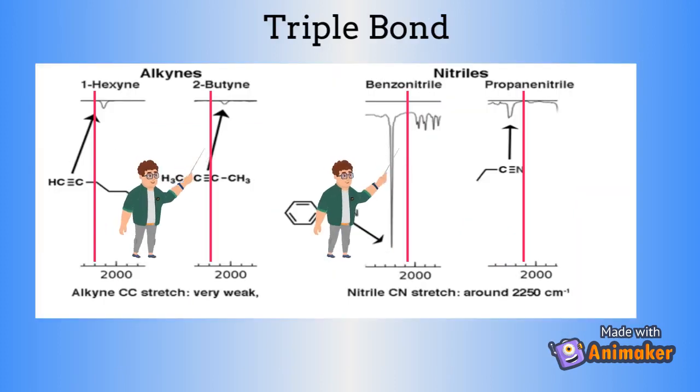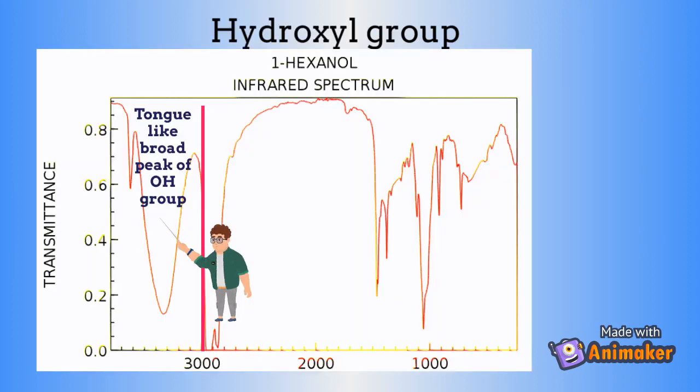Weak absorption near 2200 cm inverse indicates the presence of triple bonds like nitriles and alkynes. A tongue-like broad peak near 3200 cm inverse indicates the presence of a hydroxyl group.